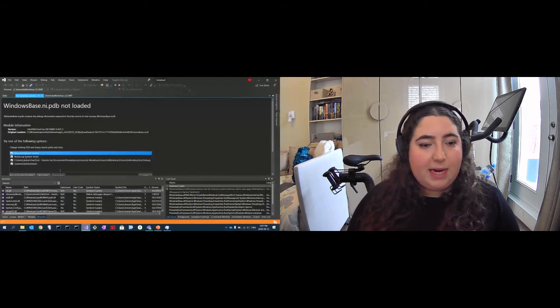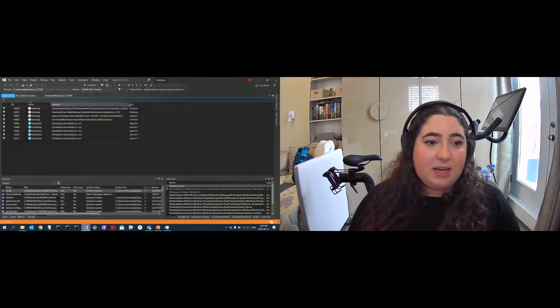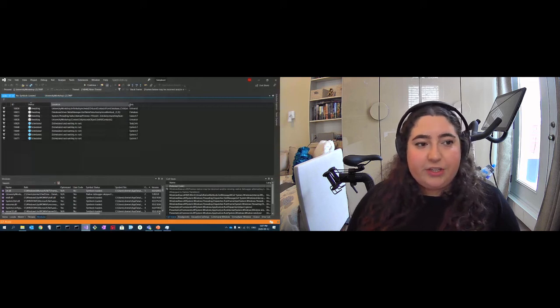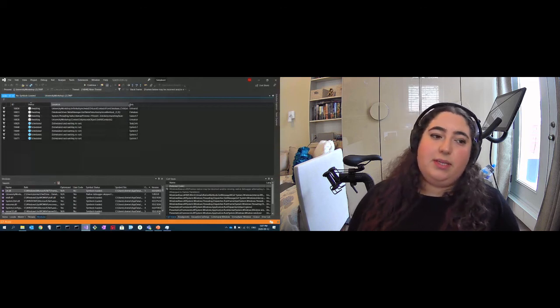Here I open up the tasks, and I see that the same tasks are still being awaited. So this gives me an indication of where I should be looking in the code to see what the problem is.